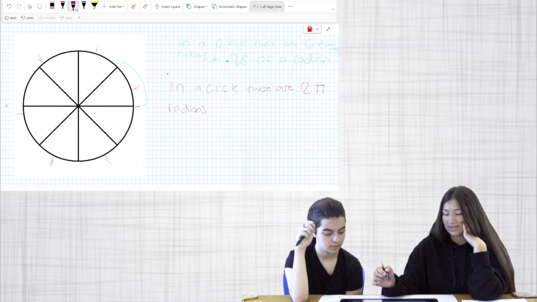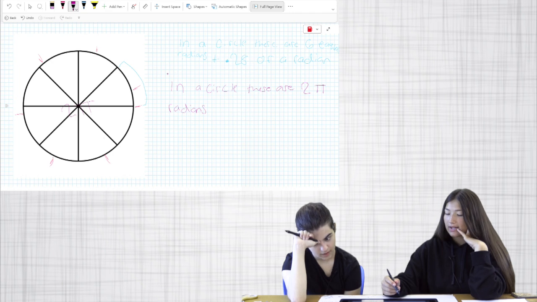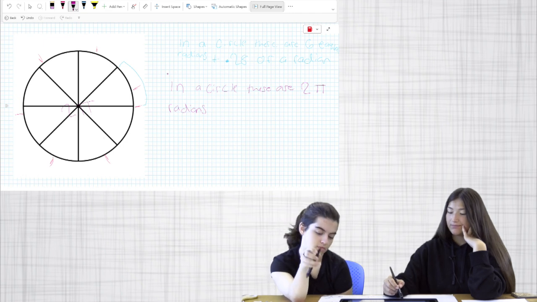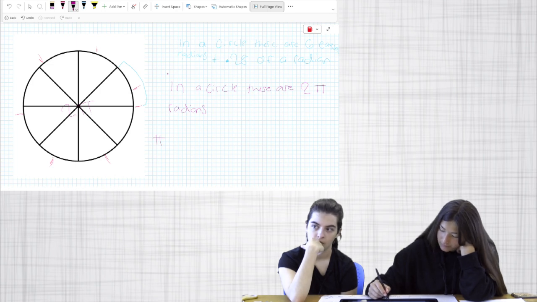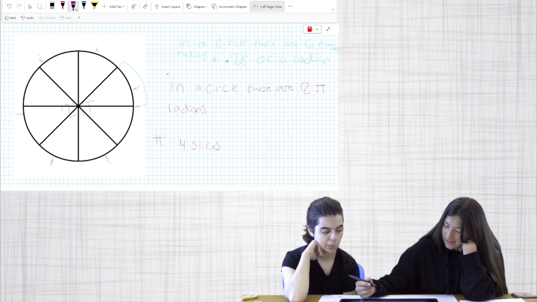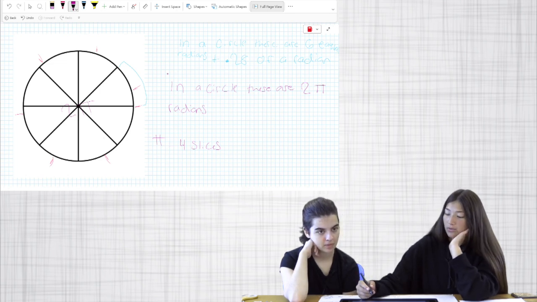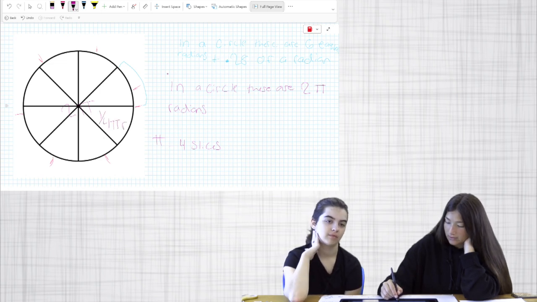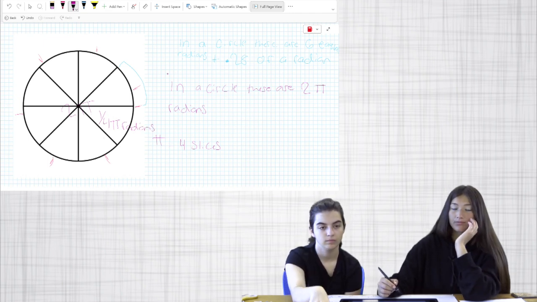Okay, so there's 2 pi radians right here. Yeah, 2 pi. So 2 pi divided by 8. So wait, 1 pi would be 4 pieces. So pi equals 4 slices. Okay, so each slice is 1/4 pi. Yeah, 1/4 pi. So each angle measure, if we cut it into 8 equal pieces, is 1/4 pi.